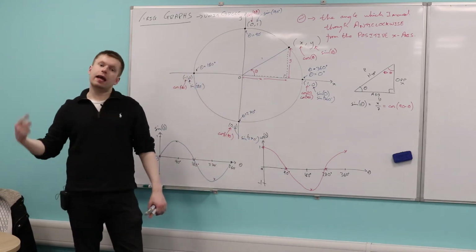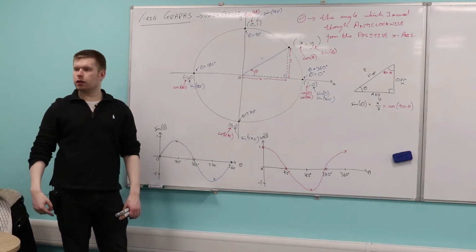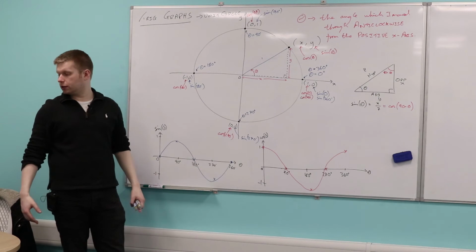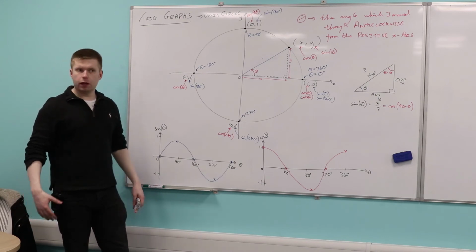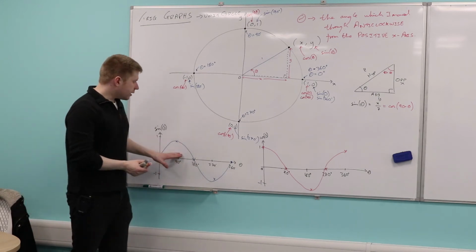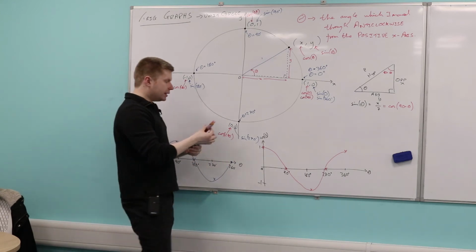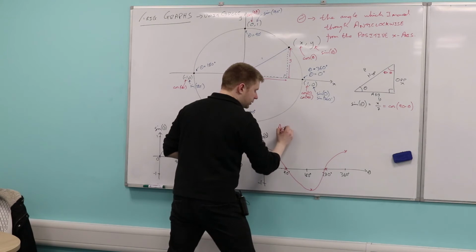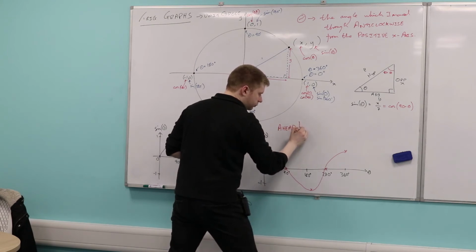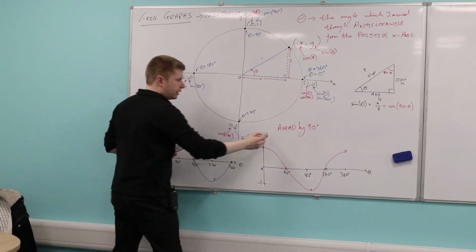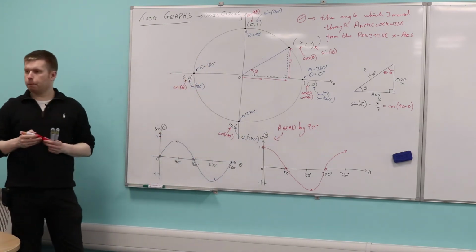Hence why this graph is 90 degrees further ahead. Because they're off by a factor of 90 degrees, a shift of 90. So if you're ever not sure, just think these two graphs are exactly the same as each other. It's just this graph is ahead by 90 degrees in relation to this graph down here.